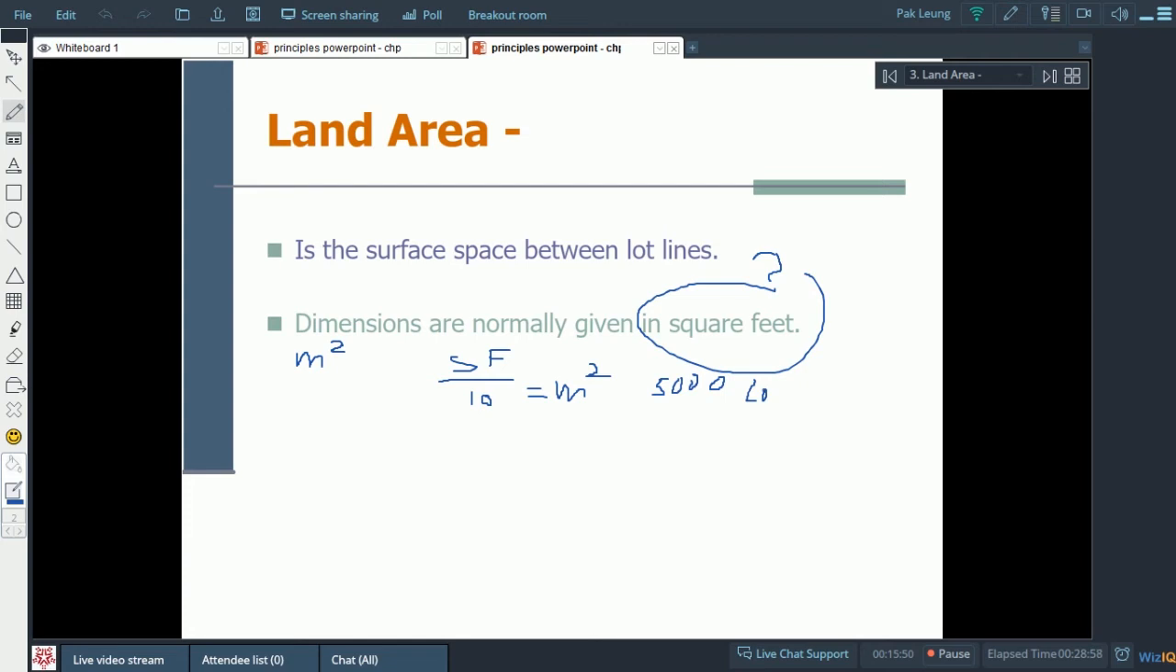So if you have a 5,000 square feet lot, 有5000方尺的地皮, so 除10的话, 500 square meters, 平方米. And then you work it all the way around: you times it by 10 to get the square feet. 反过来的话，平方米乘10就是有平方尺出来了.